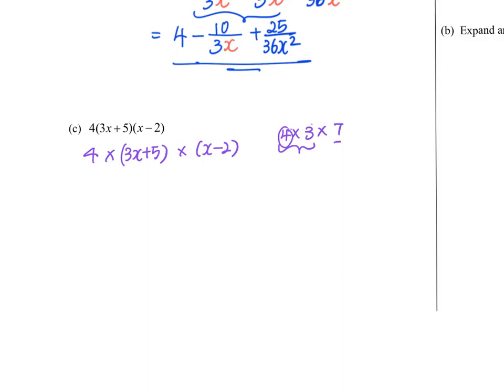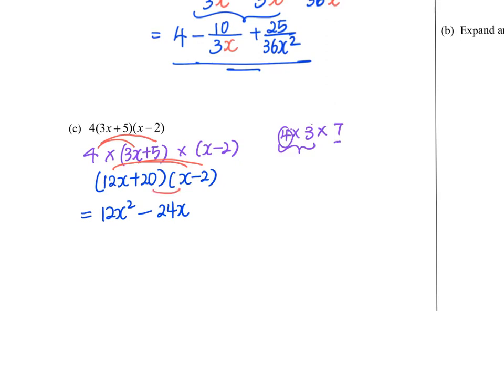So what I can do now is I'm going to multiply 4 to 3x plus 5 first. So I'll get 12x plus 20. Now then I have this bracket, I'll multiply it to x minus 2. Then I will have 12x squared minus 24x plus 20x minus 40. And that will give me 12x squared minus 4x minus 40.